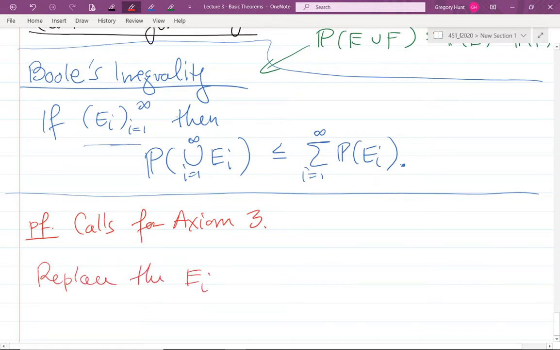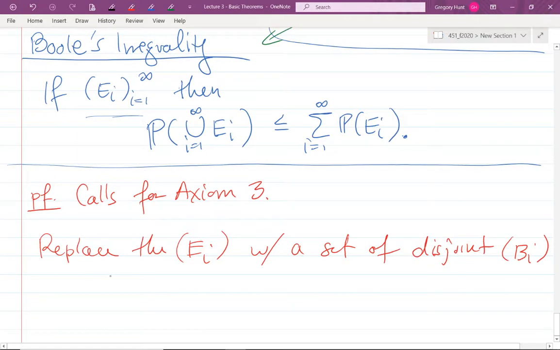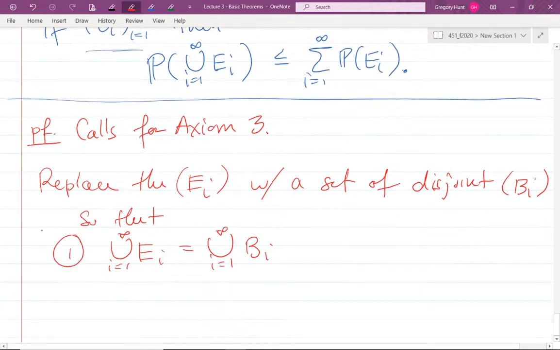the E sub i with a set of B sub i that we can use axiom 3 on, with a set of disjoint sequence, we're going to call them B sub i, so that these B sub i preserve the union. So if I look at the union of the E sub i, that is going to be the same as looking at the union of my B sub i.